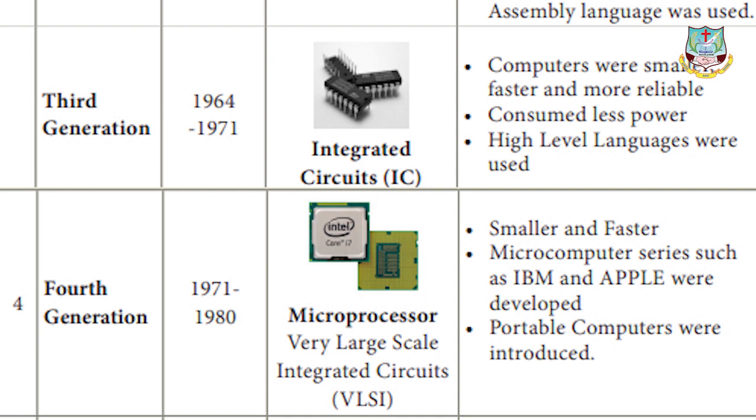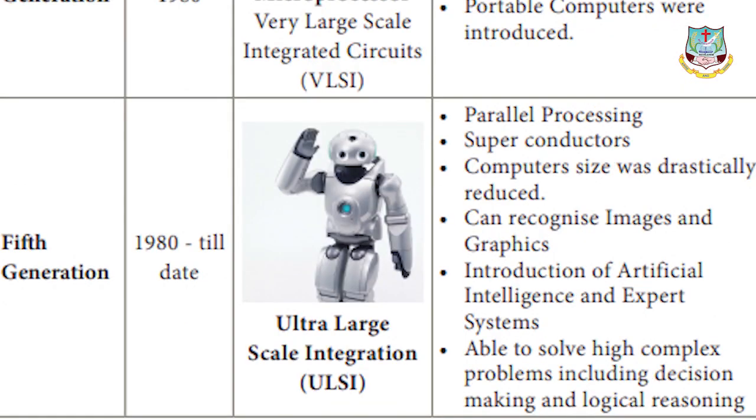Okay, and then comes the fifth generation that now we are using, that is from 1980 to till date. Now we are using ultra large scale integration, ULSI. That means it's like robotics. Okay, robotics and all you have seen. It will have parallel processing.